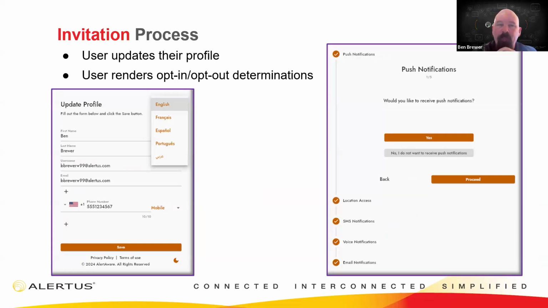The first thing that will populate at that point is they'll be prompted to update their profile. And initially, the only thing that will be populated in here would be the username that you see there, bbrewer+99@alertus.com, as well as the email address that's associated with the account. And those two will be identical for this process. First name, last name, and phone number will be blank. It is not required that they enter a phone number. However, they do have the option to do that.